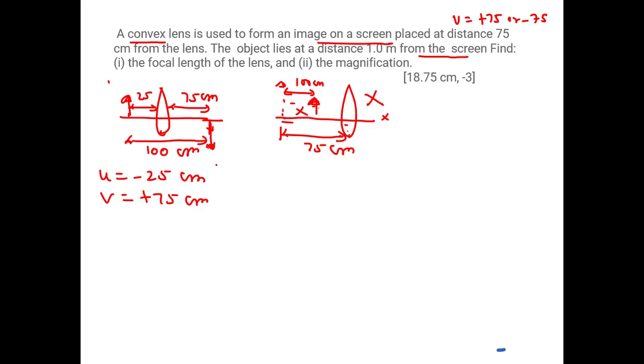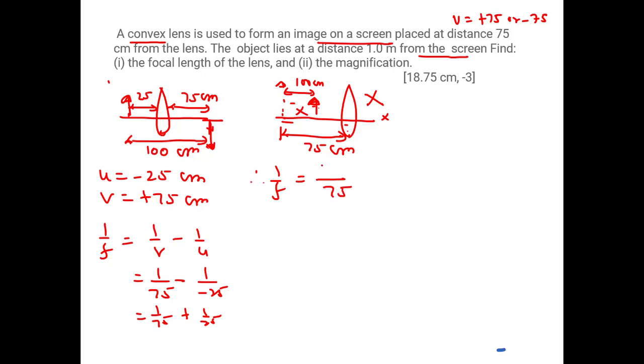Now we can find out anything that we want. Let's begin with focal length. 1 upon f is equal to 1 upon v minus 1 upon u. 1 upon 75 minus 1 upon minus 25. That would give me 1 upon 75 plus 1 upon 25. Therefore, 1 upon f is equal to, with LCM 75, 1 plus 3, that is 4 upon 75. Therefore, f will be equal to 75 by 4, and that will give me plus 18.75 centimeter.